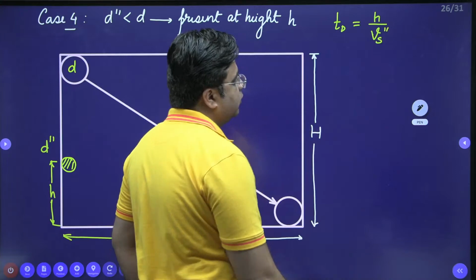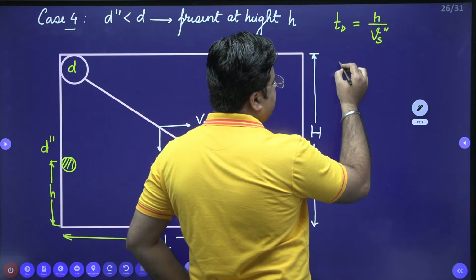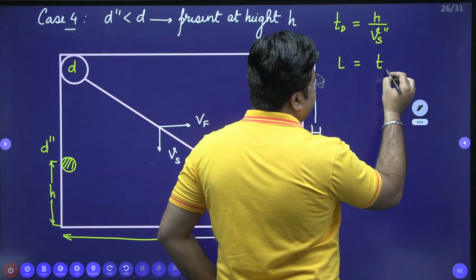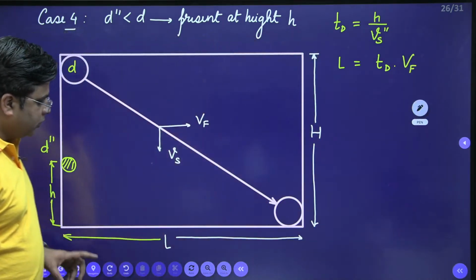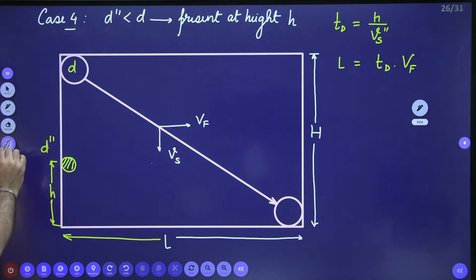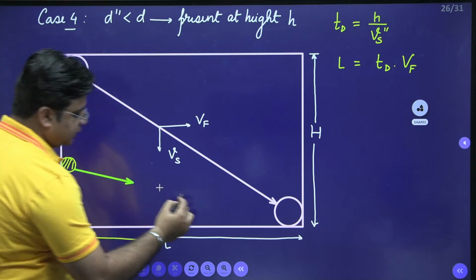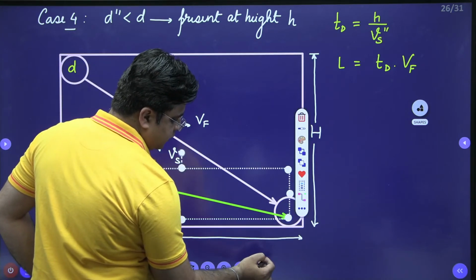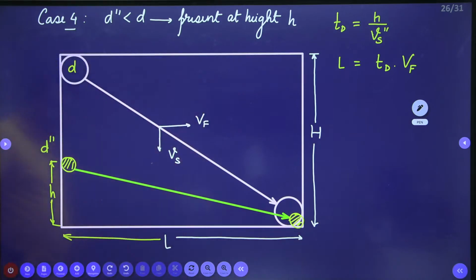Vs double dash. Okay. Then in this available time Td, the horizontal length covered by these particle L will be equal to Td into Vf. So this is such height at which these particles are present that in the available time Td, these particles are able to cover this small height h. So when you draw the path travelled by these particles, it looks like this. This is the path travelled by the particle, right?